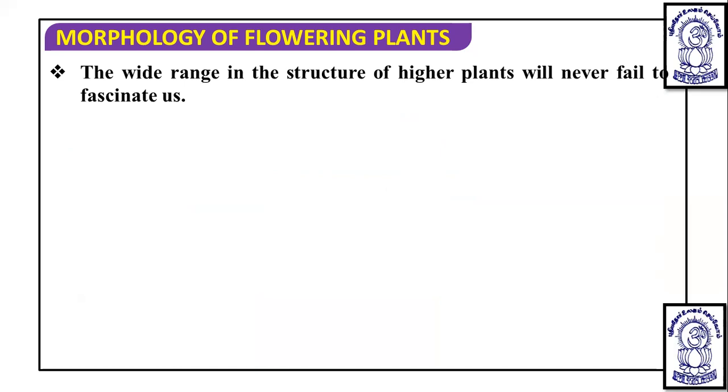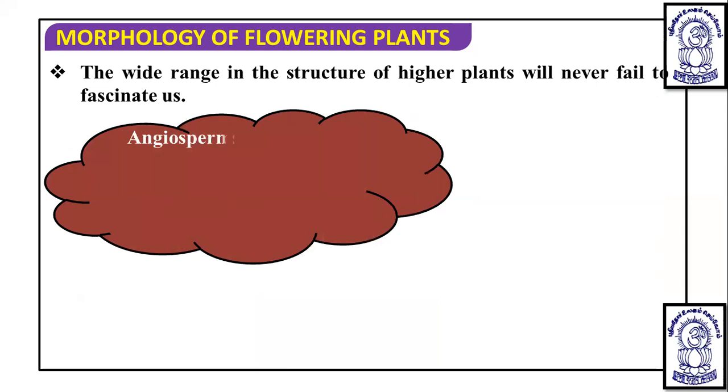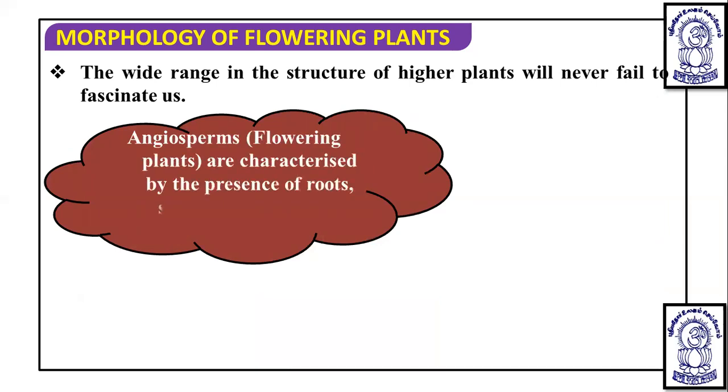As the study continued, a wide range in the structure of higher plants was observed, and this wide range will never fail to fascinate us. Obviously, the diversity in higher plants makes us interested to study them in detail. Angiosperms, the flowering plants, are characterized by the presence of root, stem, leaves, flower and fruits. Fruits are along with the seeds too.